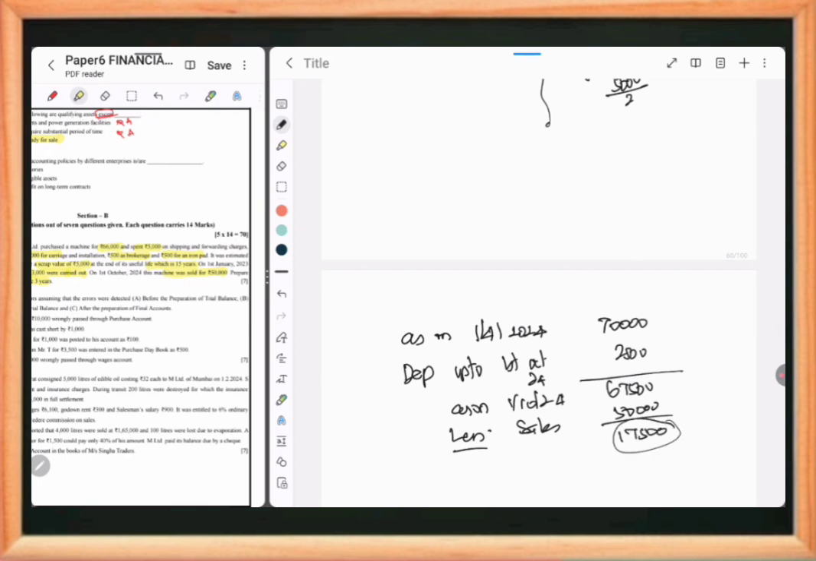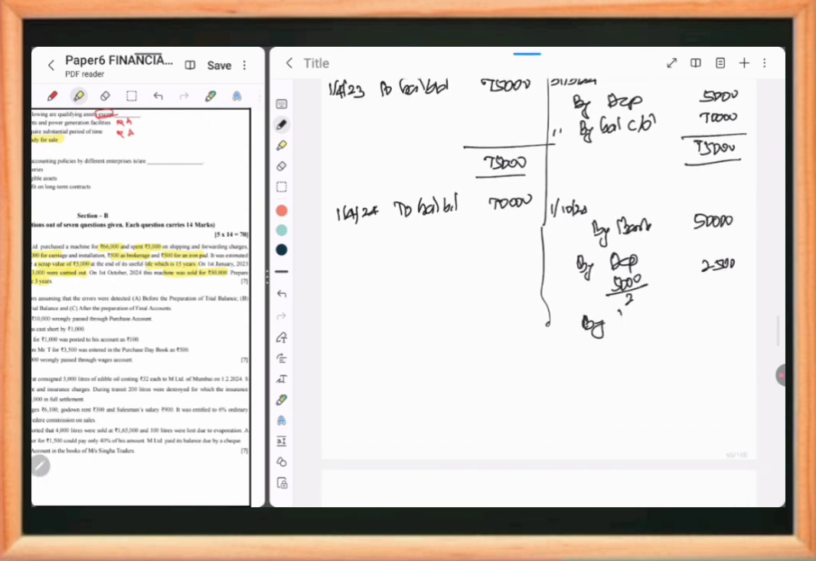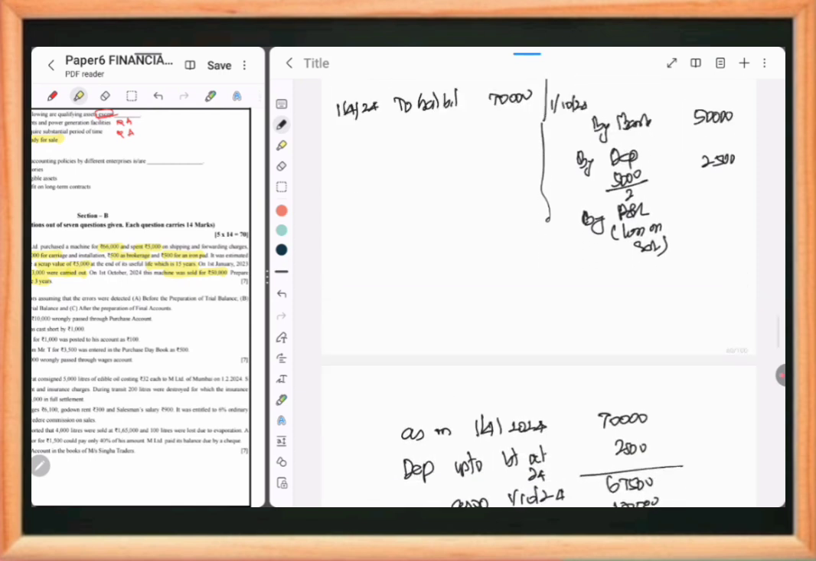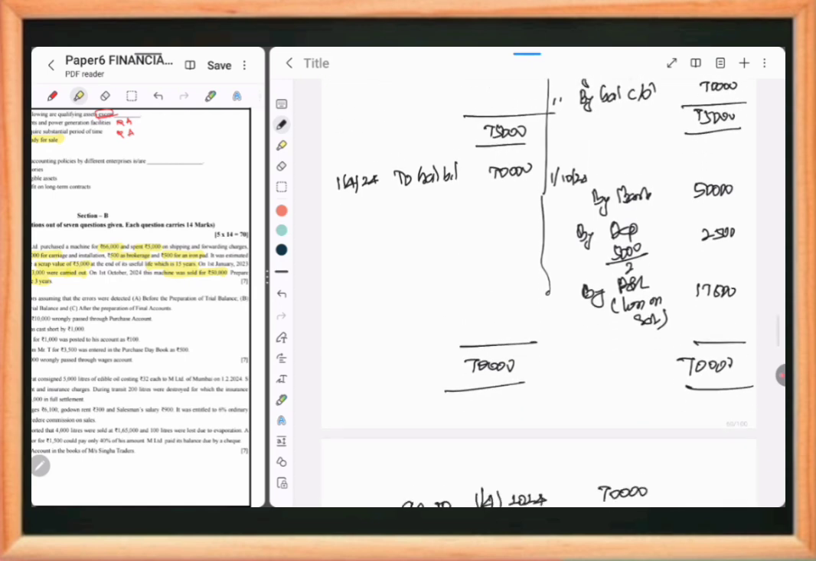So it is P&L account, it should be debited. So by P&L account, that is a loss on sale. Loss on sale, that is how much? 17,500 rupees. So if we close the account, the total will be tallied. So here 70,000 rupees. Here also 50,000 plus 2,500 plus 17,500, so 70,000. That's all. We have prepared the plant account, machinery account.